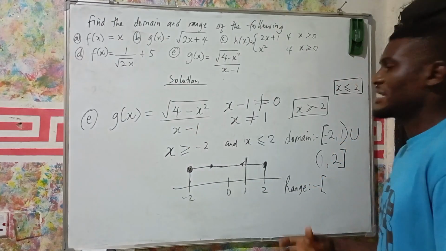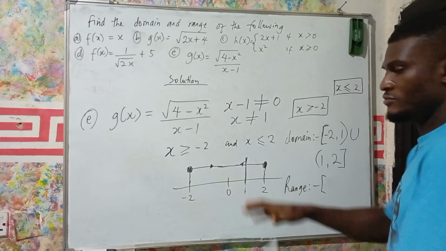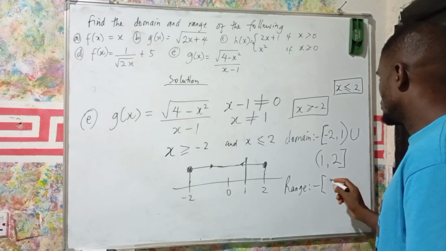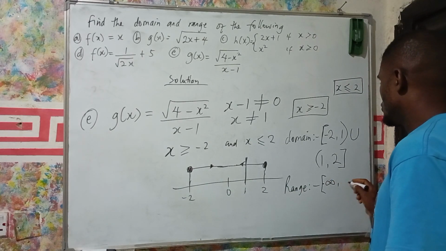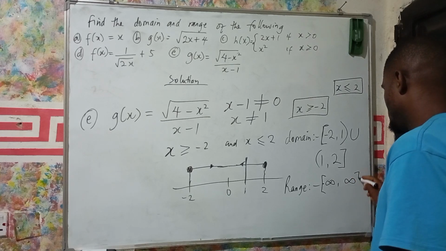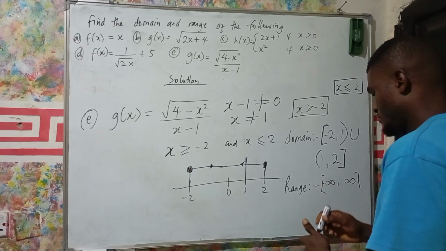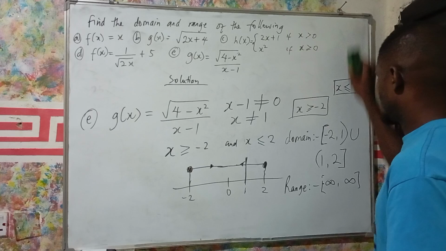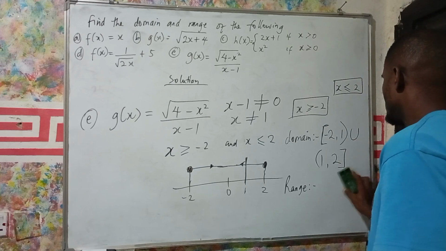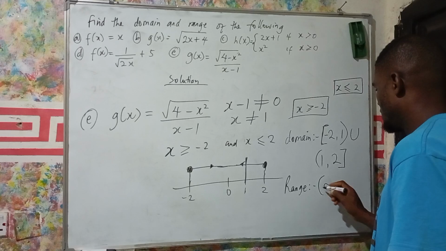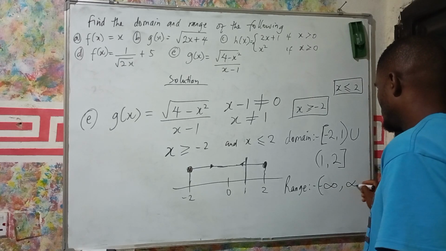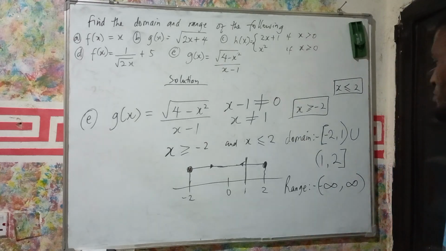All right. So we can then say that the values that we are going to have are going to be from your negative infinity towards your positive infinity, but not inclusive. None of these values are inclusive. So we're going to use a round bracket for your negative infinity to your positive infinity. And that would be the range of that equation.